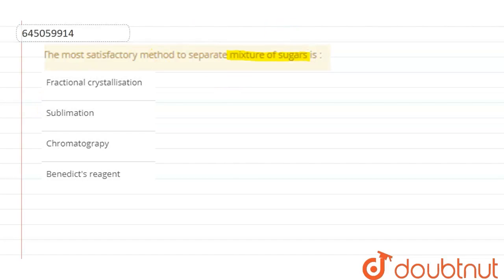Hello students, the question is: the most satisfactory method to separate a mixture of sugars is A. Fractional crystallization, B. Sublimation, C. Chromatography, and D. Benedict's reagent. So let's discuss this question.